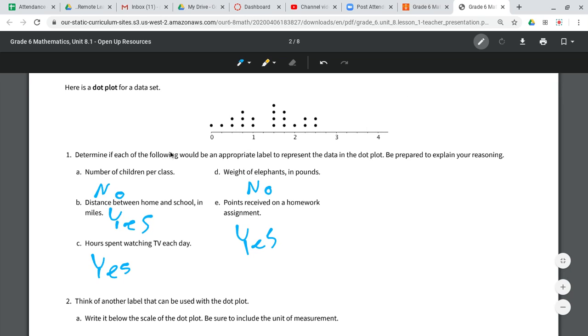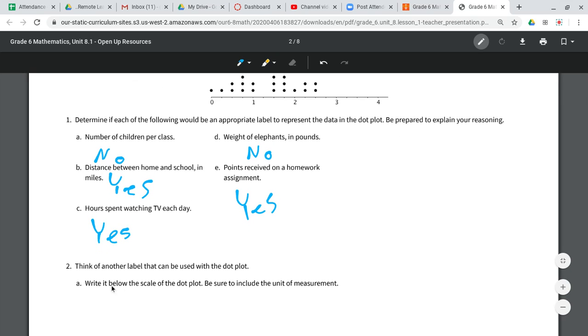Can we have half children? No, we can't have a half of a child. So making sure you understand that. So what's another label that we could use for the dot plot? So we know we could have distance between home and school, hours spent watching TV, the points received on homework assignments. What else could we have?